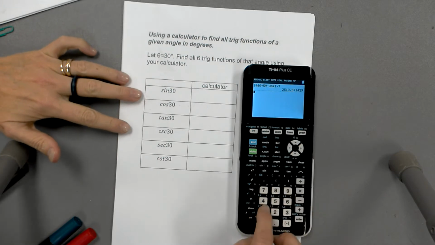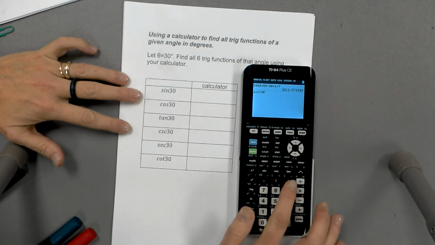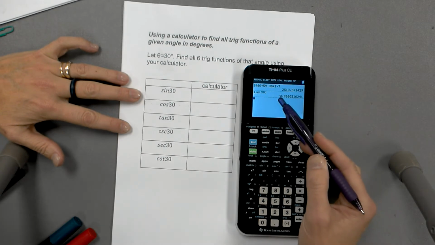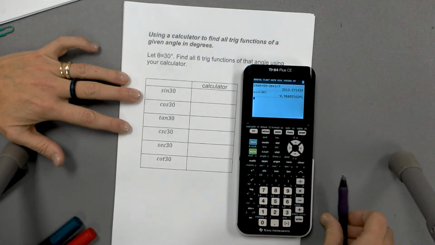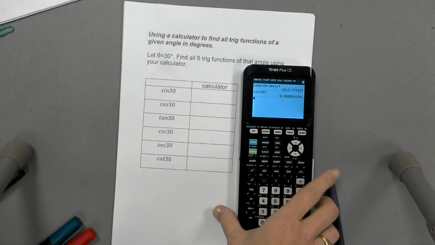So to find the sine of 30, all you're going to do is hit sine, and if you can see that, a left parenthesis automatically comes up, and then you type in 30, and then close the parentheses, and press enter. And what I notice, and I'm glad this happened, is that this is not what the sine of 30 degrees is. I know that because of something that I'll be teaching you later.